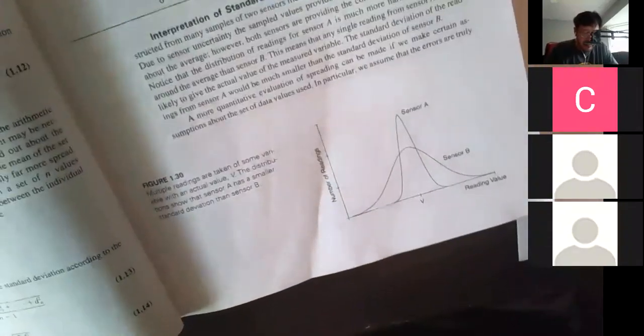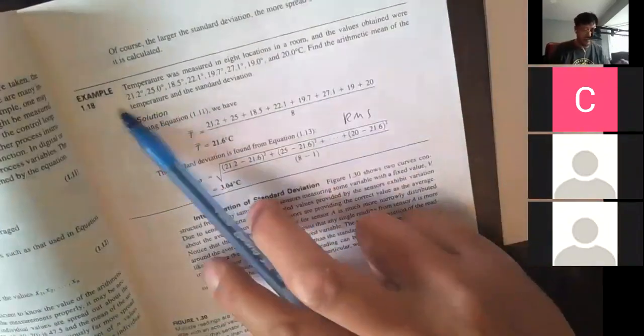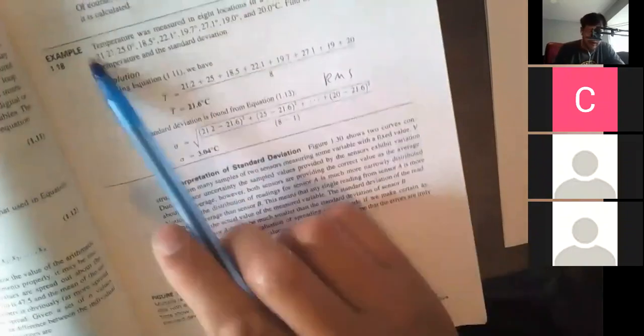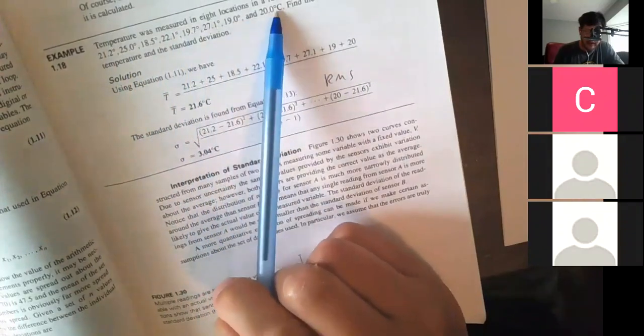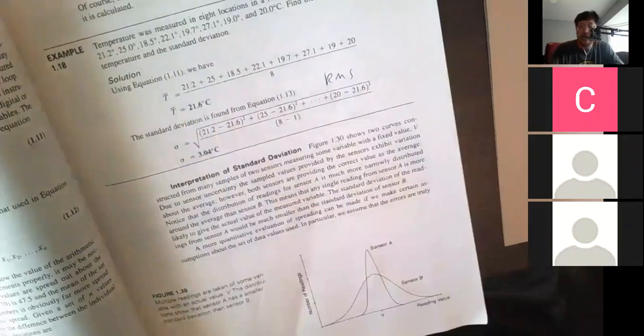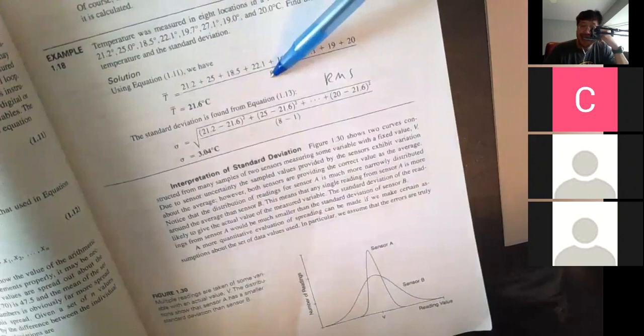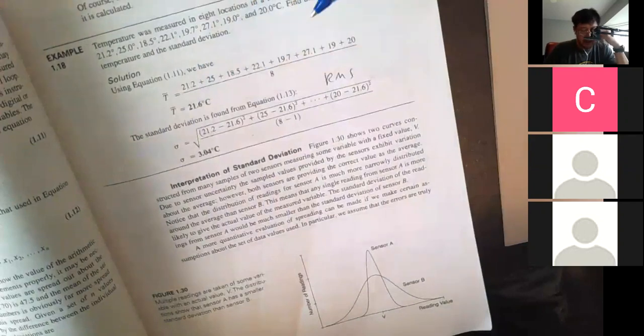How do we calculate standard deviation? This is the equation. Let's do this example, Example 18. A temperature sensor reads the temperature 8 times. That's the temperature reading from your sensor. What is the average? You add all 8 readings together and divide by 8. The average will be 21.6. So that's your average temperature.